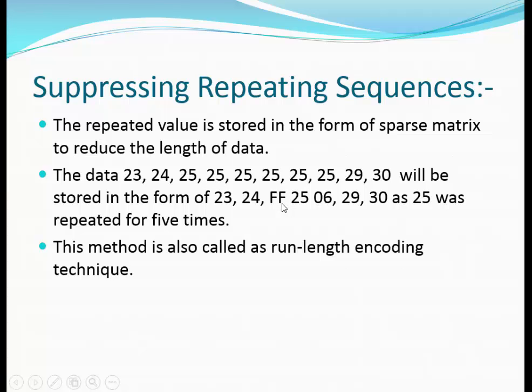which is an indicator, then the number, which is frequently occurring, that is 25, and then the number of times it is occurring, like 25 is repeating 6 times. So we can write these things in the format FF, 25 and 06, instead of writing 25 multiple times, that is 6 times. In this way it stores the length of the data. This method is also called the run length encoding technique.